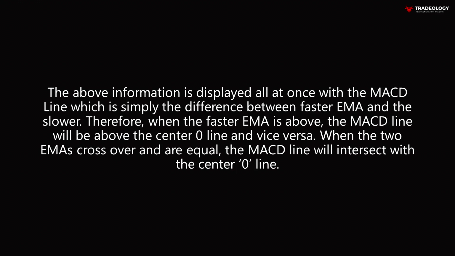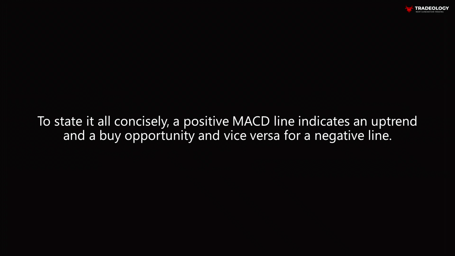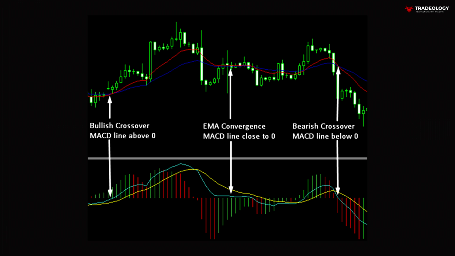and vice versa. When the two EMAs cross over and are equal, the MACD line will intersect with the center zero line. To state it more concisely, a positive MACD line indicates an uptrend and a buy opportunity, and vice versa for a negative line. Now, in the next image, you'll note how the highlighted crossovers between the 12 EMA (red) and the 26 EMA (blue) of the price coincide with the intersection of the MACD line with the center zero line.